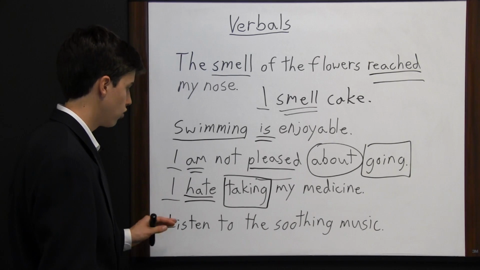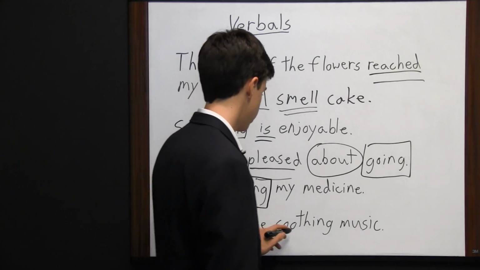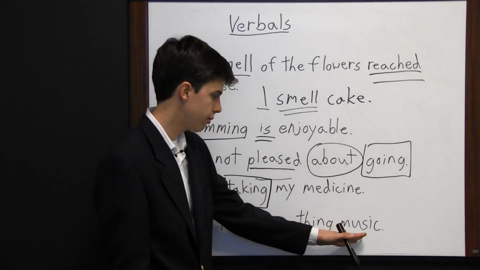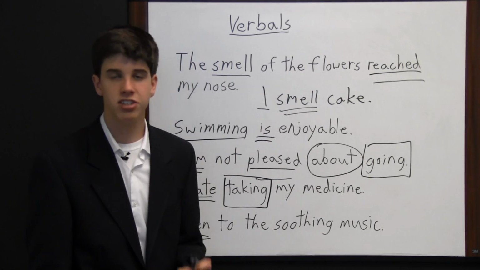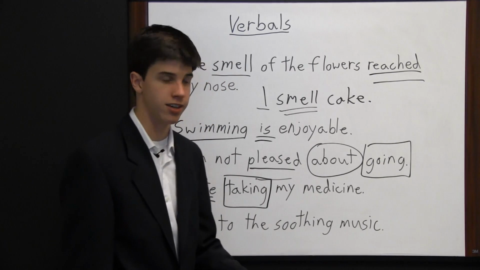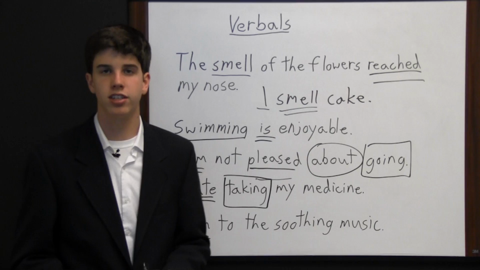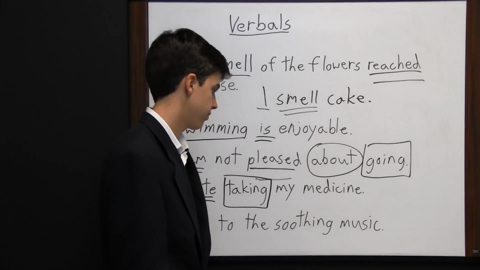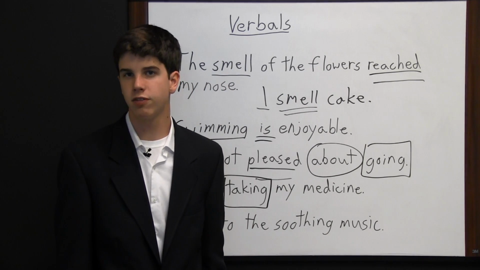All right, last example. Listen to the soothing music. Listen is the verb, so soothing is not the verb. So what is soothing doing right here? Well, soothing is describing the music because it's telling you more about the music. It's telling you that the music is soothing. So what is music? Well, music right here is just a noun. So soothing is describing music, and any word that describes a noun is an adjective. So here, soothing is playing the role of an adjective. So remember, a verbal is just a word that looks like a verb, but is playing a different role in the sentence.